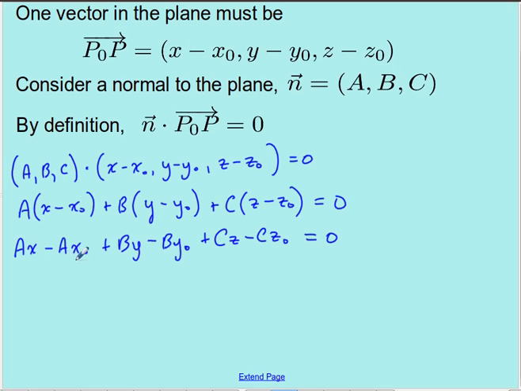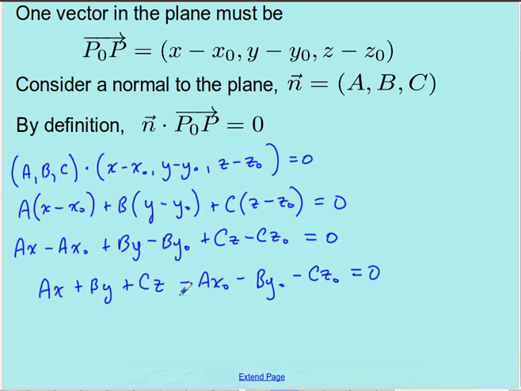Now, the values x naught, y naught, and z naught are the only ones here that have a single definition. They came from our initial position vector. So what I'm going to do is, first of all, write ax plus by plus cz minus ax naught minus by naught minus cz naught is equal to 0.